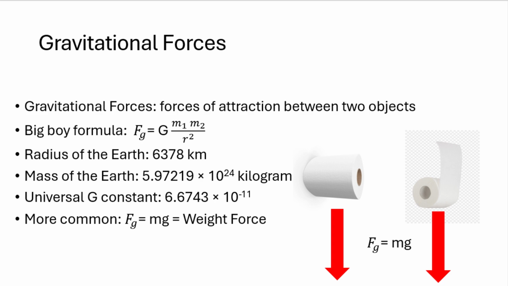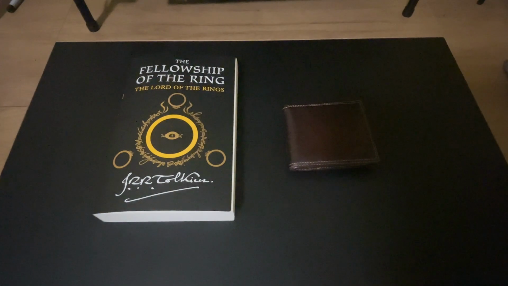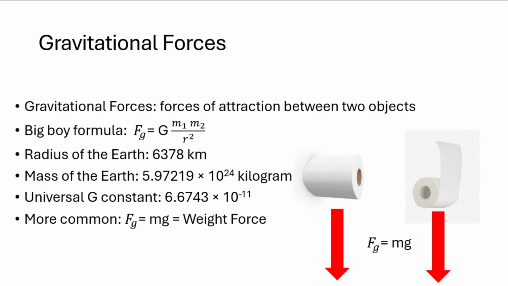Gravitational forces are defined as forces of attraction between two objects. The force of attraction between them can be described by the formula Fg is equal to big G times mass 1 and mass 2 divided by r squared, where G is the universal gravitational constant, mass 1 is usually the larger mass, and r is the distance between the two masses. If you use this formula on a person with respect to the Earth, you can plug in your knowns, such as m1 being the mass of the Earth and r being the radius of the Earth.